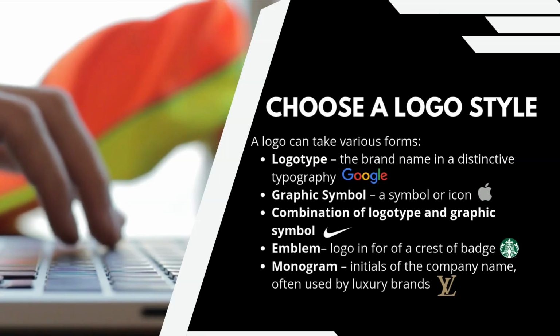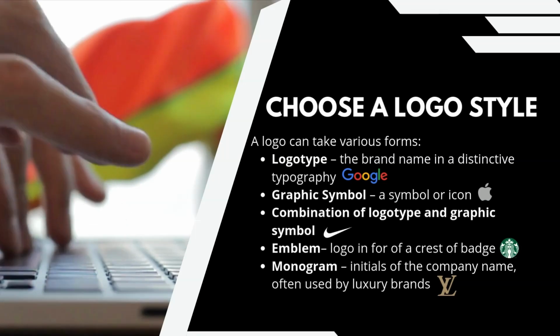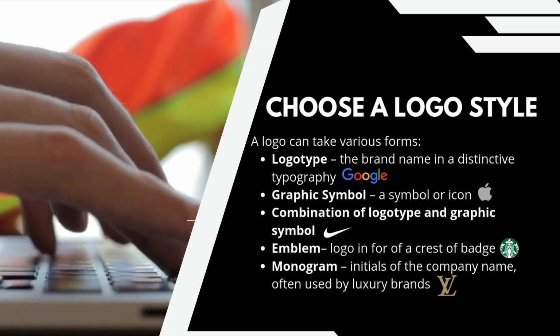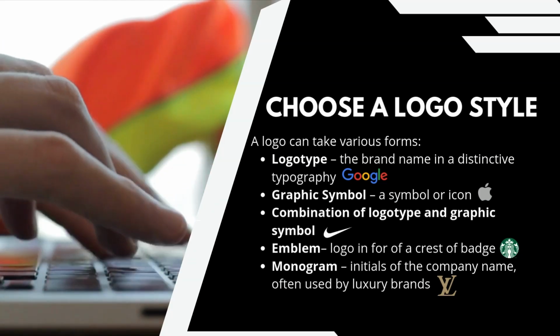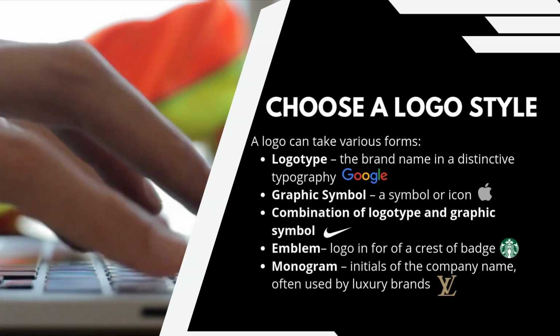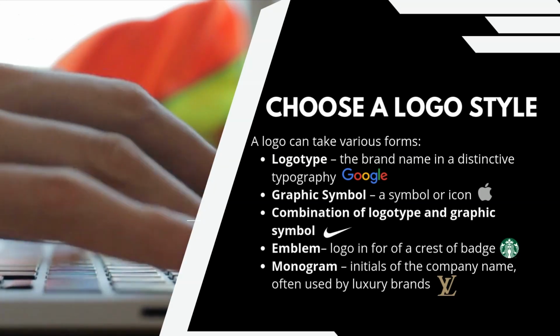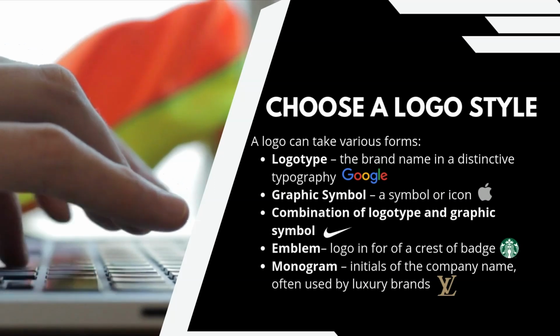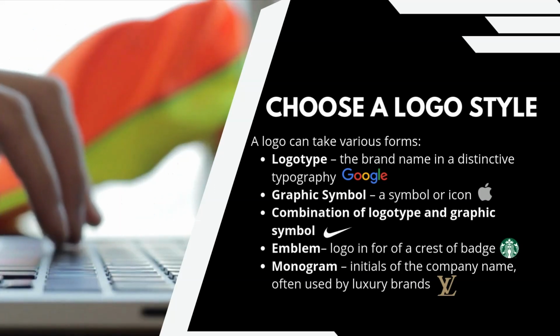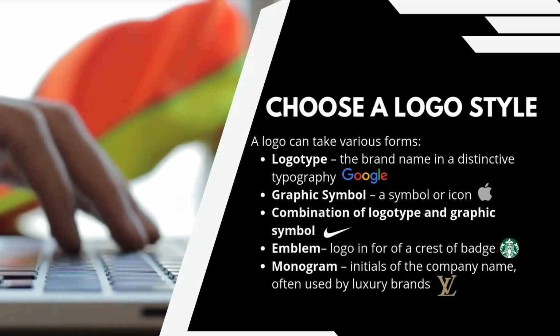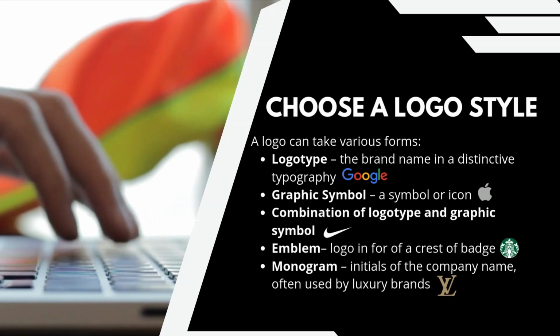Choose a logo style. A logo can take various forms. Logotype, the brand name in a distinctive typography, for example, Google. Graphic symbol, a symbol or icon, for example, Apple. Combination of logotype and graphic symbol, for example, Nike. Emblem, logo in the form of a crest or badge, for example, Starbucks. Monogram, initials of the company name, often used by luxury brands, for example, Louis Vuitton.